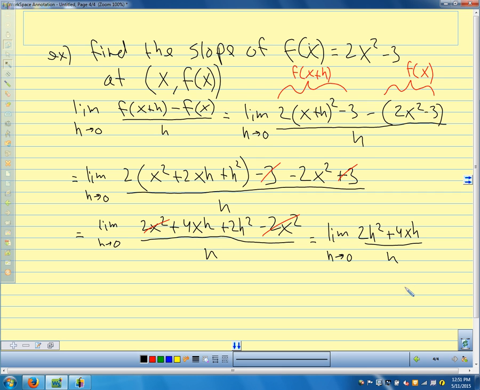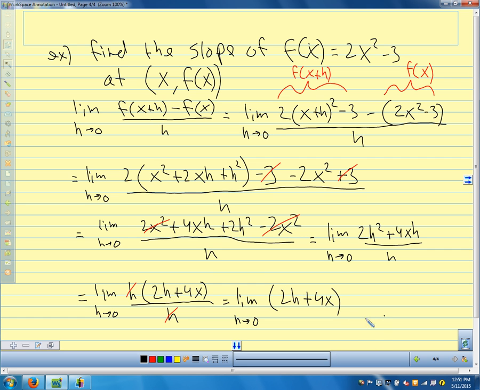So what do I do next? I'm going to factor here in the numerator. Factor out that h. H times (2h plus 4x) over h. Our goal here is always going to be somehow to manipulate this so I can cancel out that h, so I'm not dividing by 0 anymore. Now those cancel, and I get the limit as h approaches 0 of 2h plus 4x. And as h approaches 0, what does this approach?